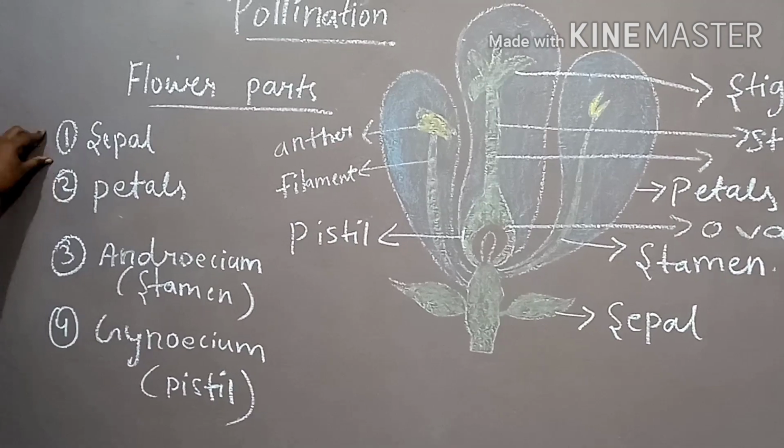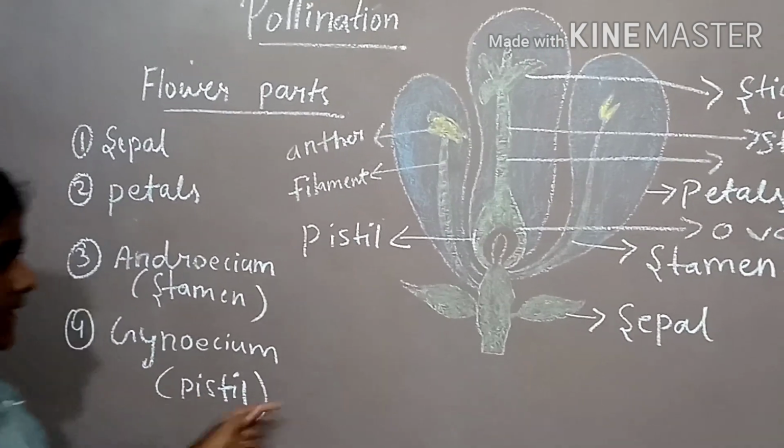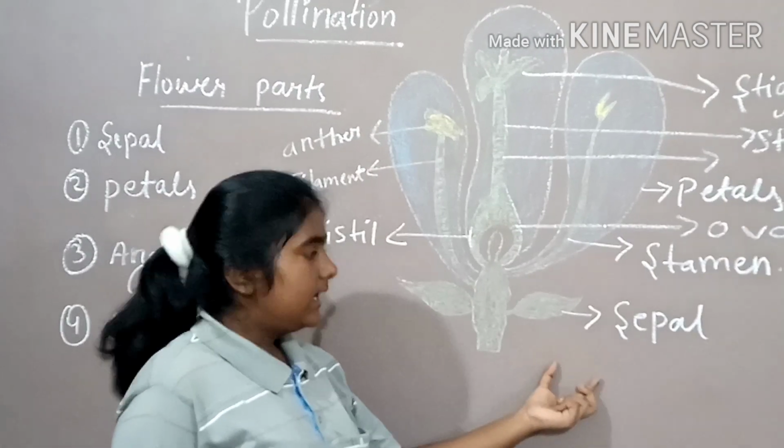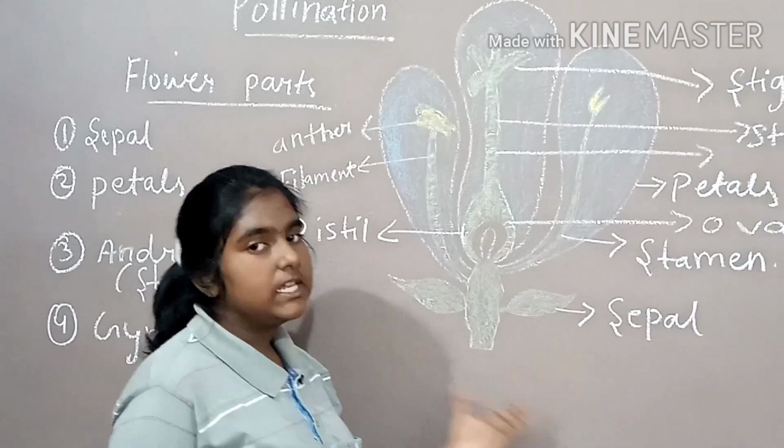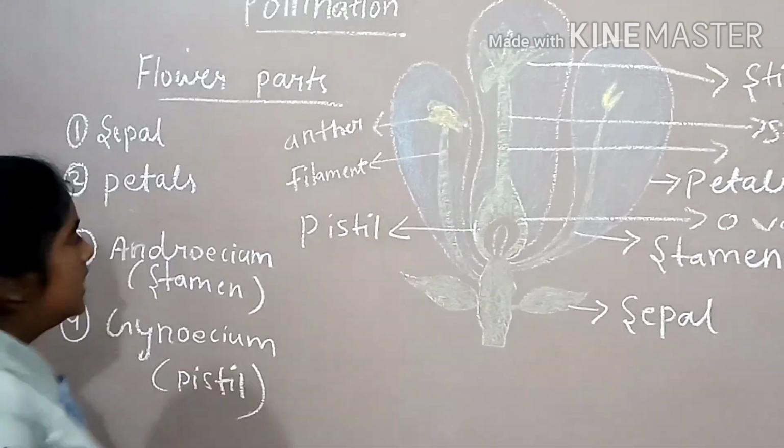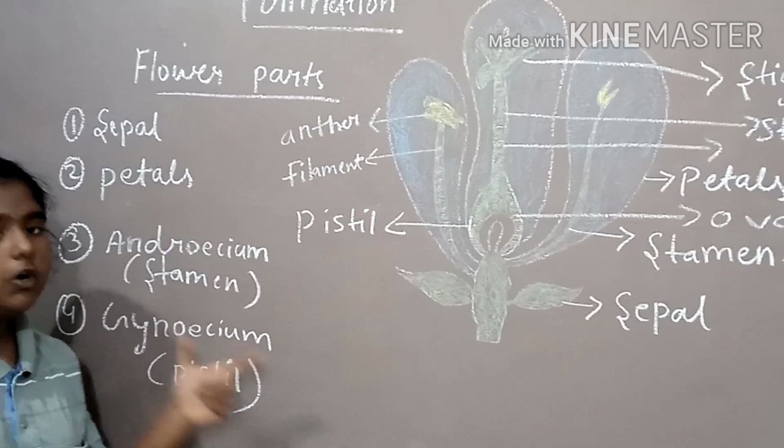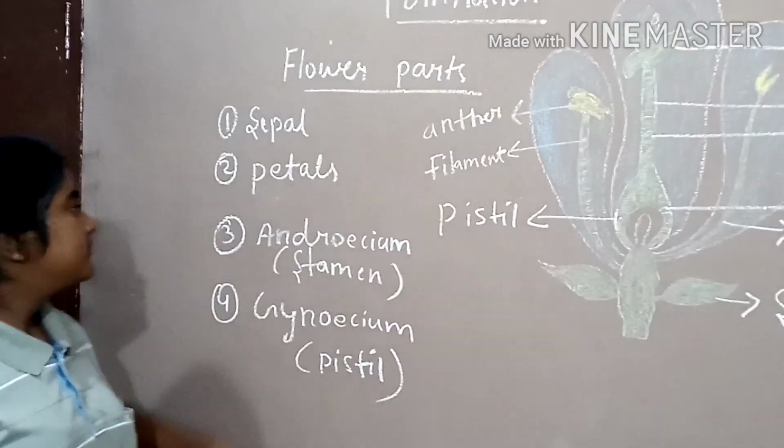Sepal. Sepal is the outermost, green colored part of the flower and it helps in protecting the buds. So the function of sepal is to protect the bud.